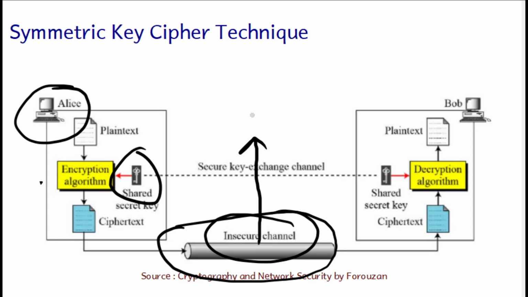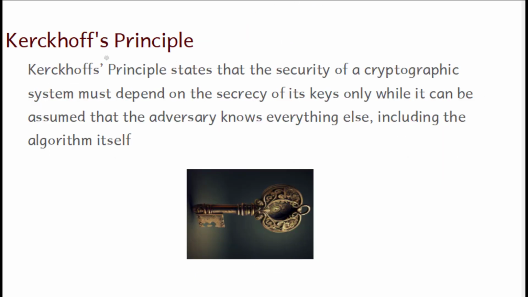So if, let us suppose, Eve gets access to this insecure channel and intercepts this ciphertext, she cannot get the plain text unless she knows the algorithm and the key. But since it is assumed that Eve does not have the key and does not know the algorithm, she cannot decrypt the data. Then we have a principle called Kerckhoff's principle. This principle says that the security of a cryptographic algorithm must depend on the secrecy of the keys only, and it is assumed that the adversary, the attacker, knows the algorithm.